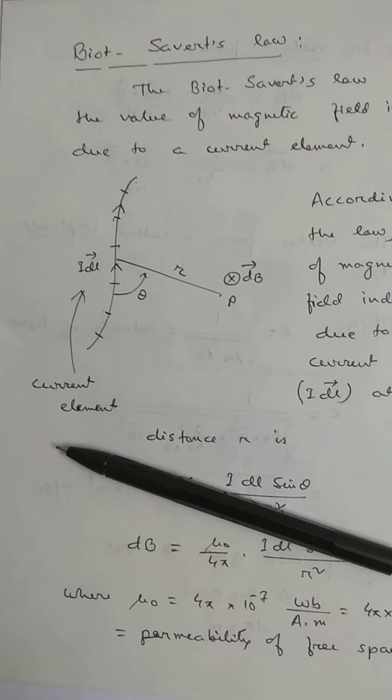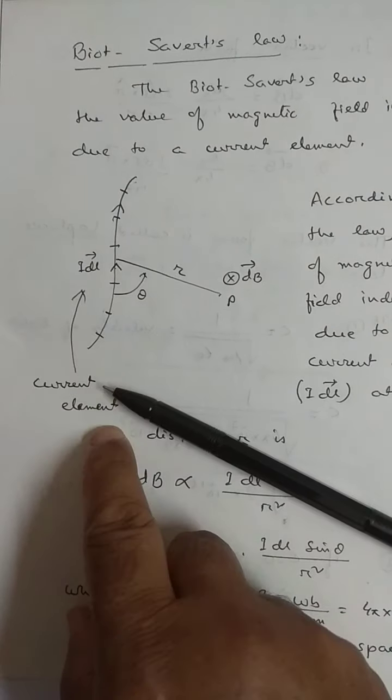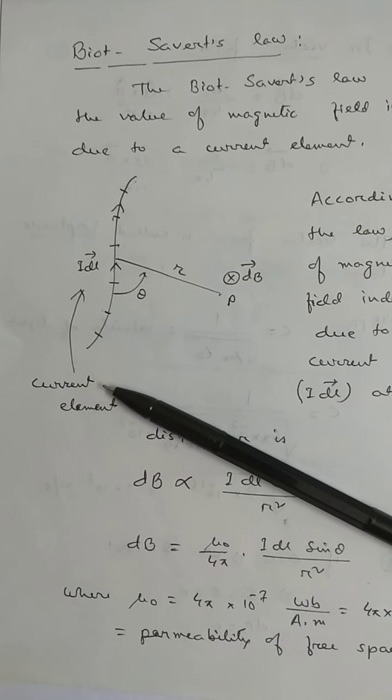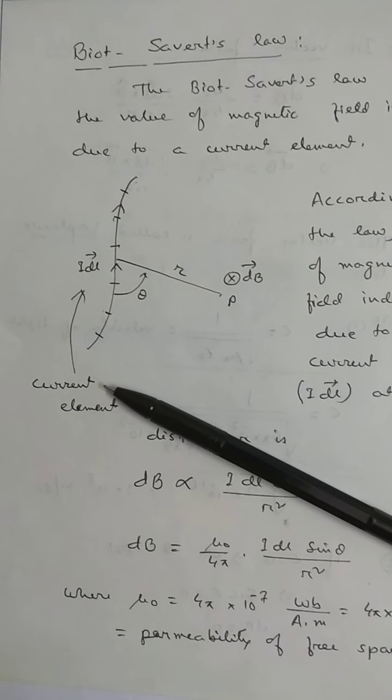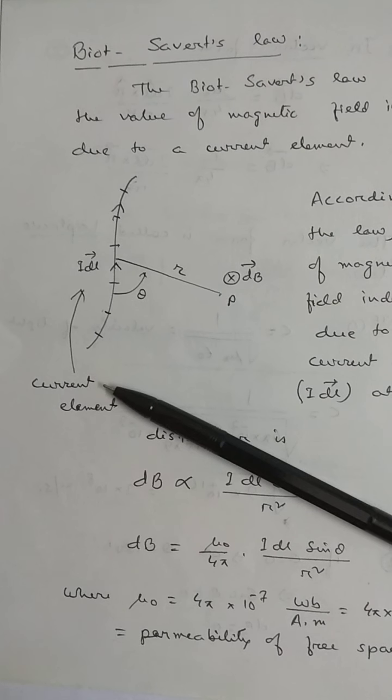It is said that magnetic field is produced by this current element. We know that electric field is produced by electric charges, but magnetic fields are produced by current elements. We may say, yes, magnetic field can also be produced from magnetic poles, magnetic north pole, magnetic south pole. But it is not possible to get an isolated magnetic north pole or isolated magnetic south pole.